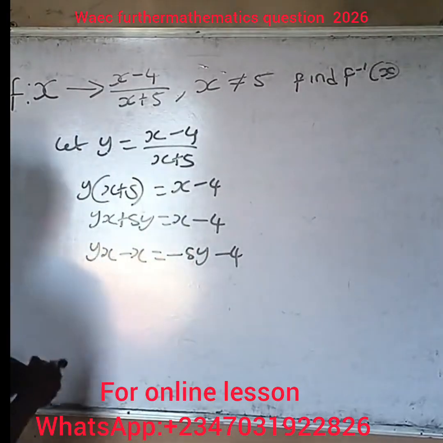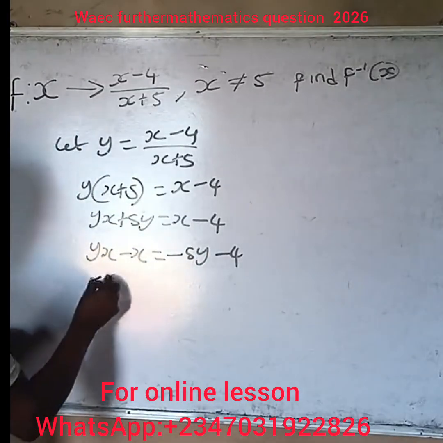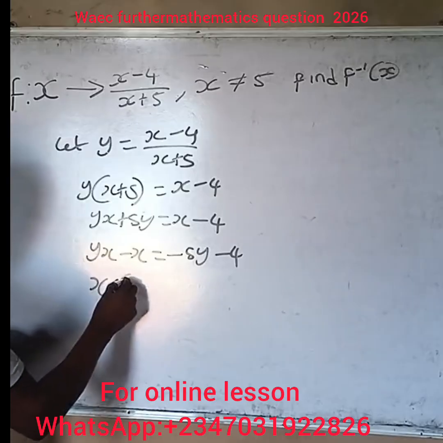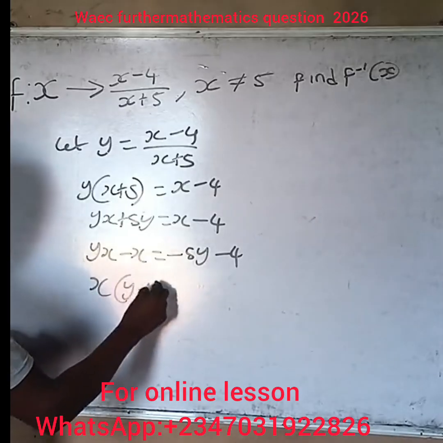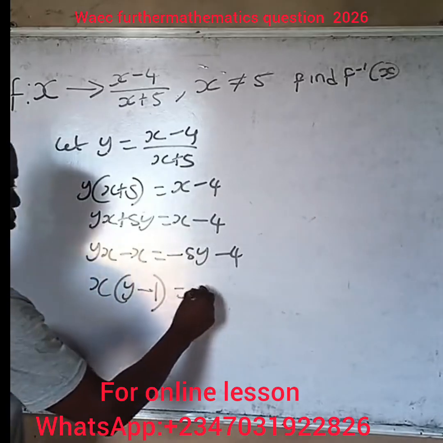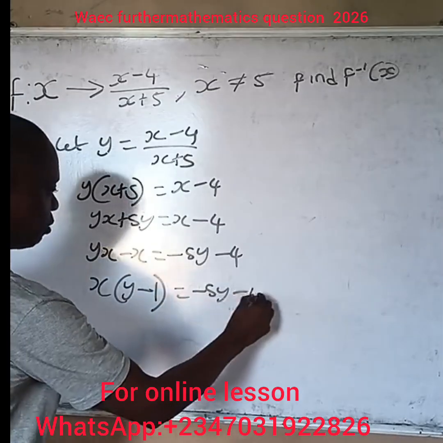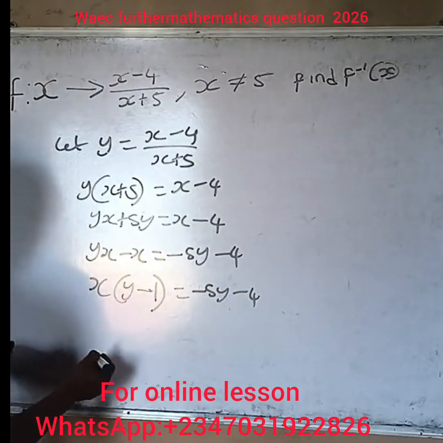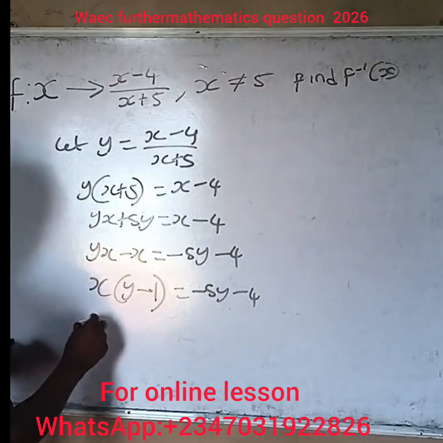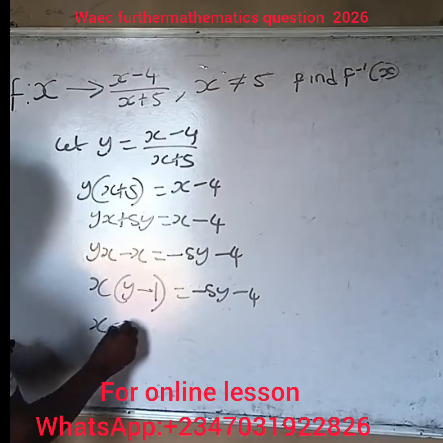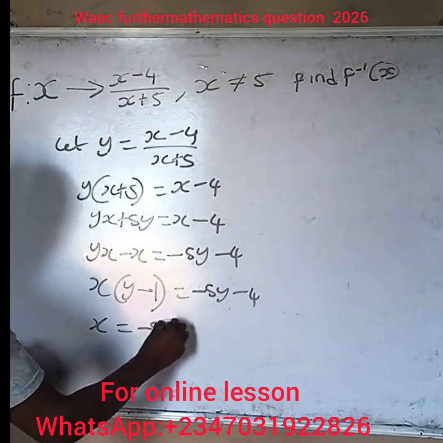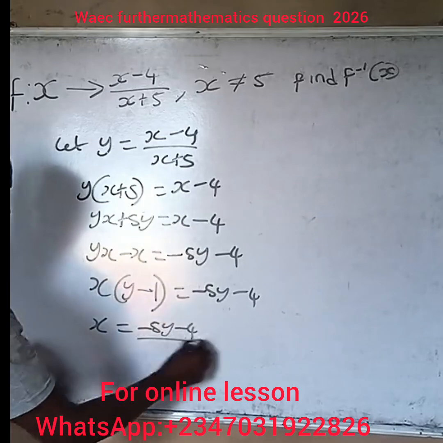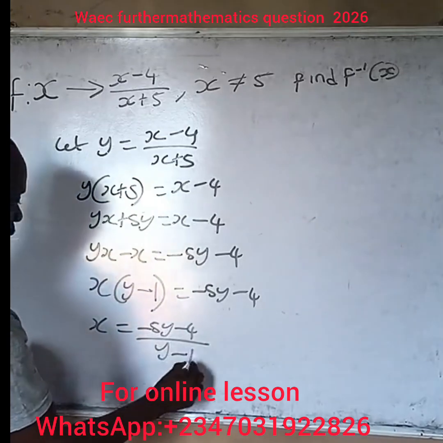Now, what is common here is x. If we take x out, what will be left is y minus 1. So this will now give us x times y minus 1 equals minus 5y minus 4. All right. So we divide through by y minus 1, and this will give us x is equal to minus 5y minus 4 over y minus 1.